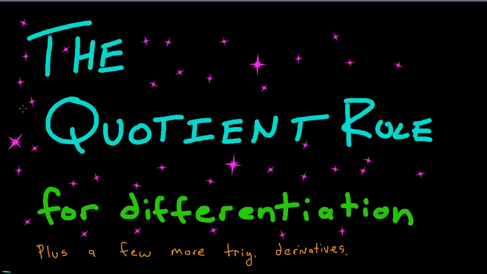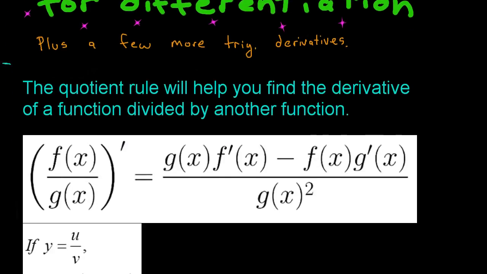Alright, in this video we are going to learn about the quotient rule that could be used to help us with differentiation. Plus we're going to learn a few more trig derivatives in this video as well. But the quotient rule is a pretty cool rule that you do have to memorize and not mess up, but it's very, very helpful. Alright, so let's just get right down to it.